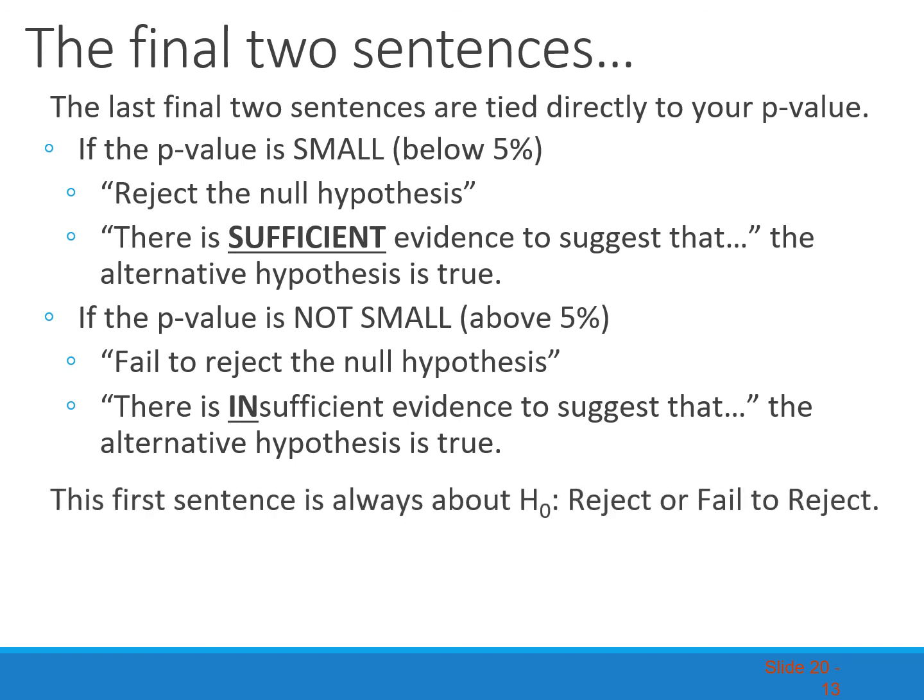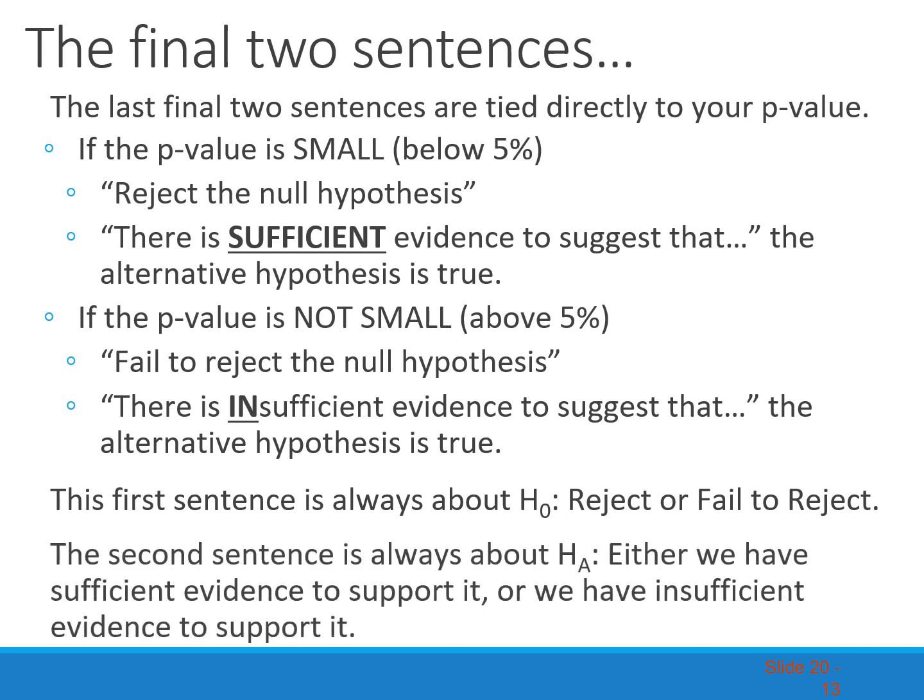The first sentence is always about the null hypothesis. We either reject or fail to reject that null hypothesis. And the second sentence is always about the alternative hypothesis. Either we have sufficient evidence to support that alternative, or we have insufficient evidence to support it.